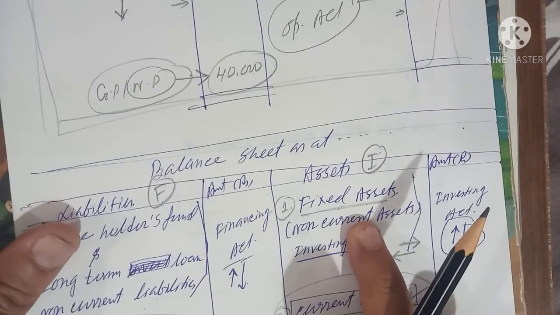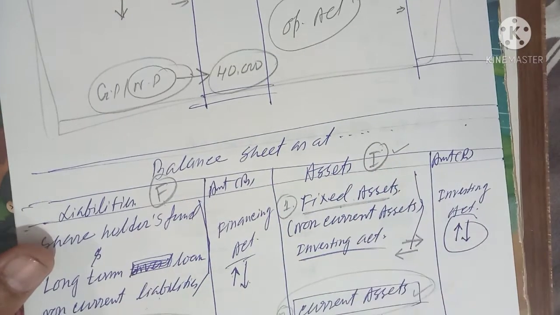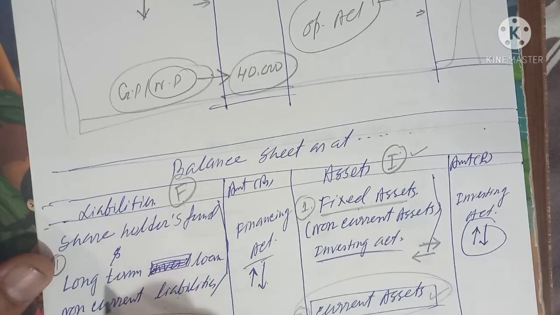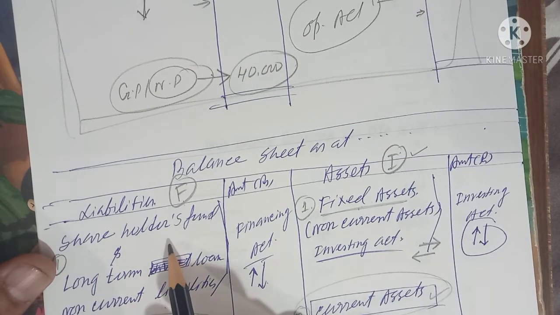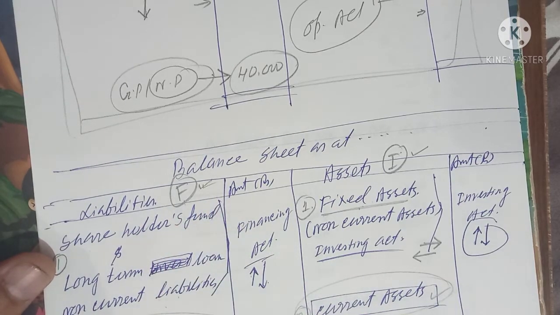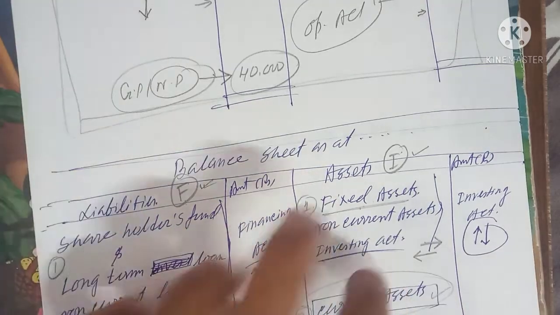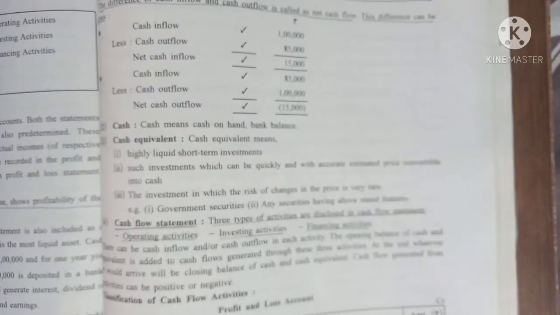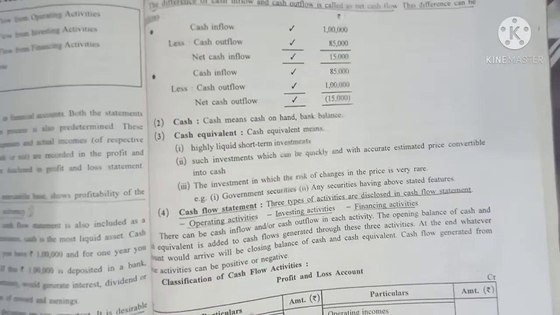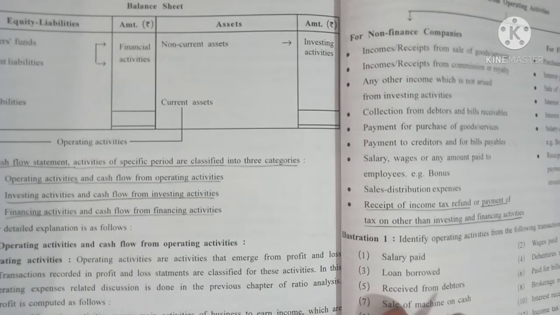Any transaction on fixed assets, either increasing or decreasing, is called investment activities. Any transaction on shareholders' funds or non-current liabilities, either increasing or decreasing, comes under financial activity. So you have to get the idea of the operating activity, investment activity and financial activity. Here I want to explain it clearly so that you can get the full idea about that.